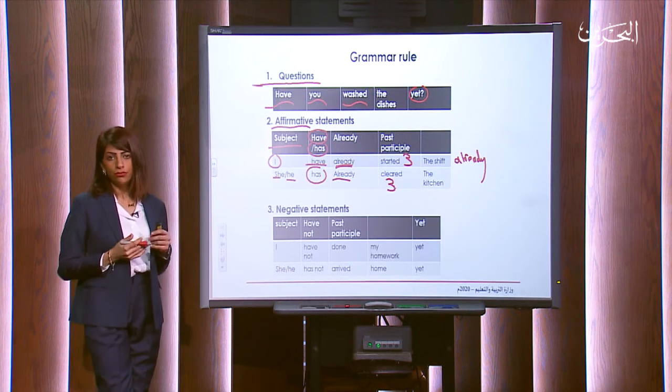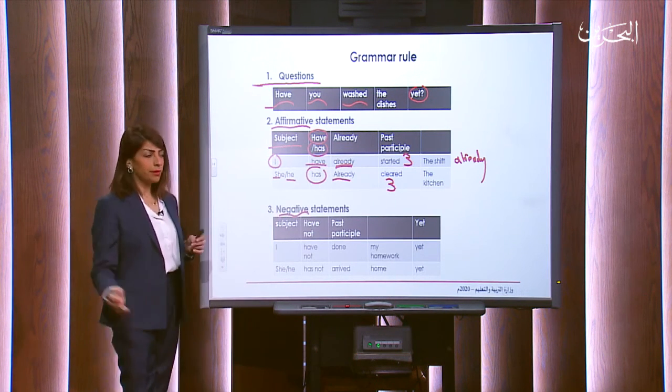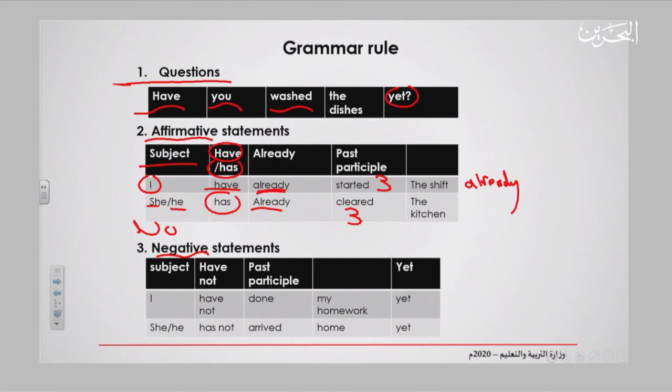Now let's move to the third form, which is the negative statement. Once I say negative, you should remember it's answering by no. So the rule is as follows. Same thing, subject comes first, I, or it could be she, he, we, or they, whatever the subject is. Then it has to be followed by have not, or haven't, has not, or hasn't. So let's go one by one. The first one, I have not done my homework yet. It comes at the end. It has to come at the end.